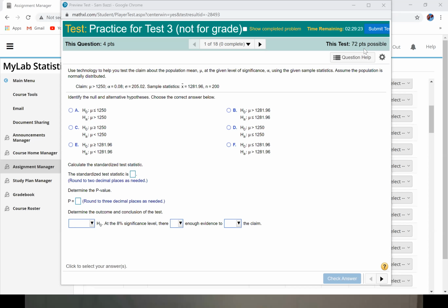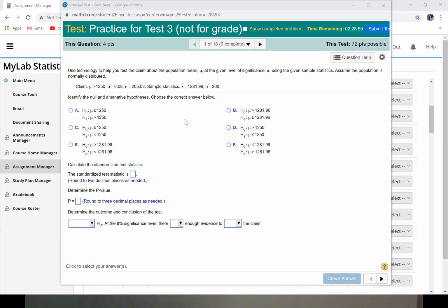Okay. Use technology to help you test a claim about the population mean at the given level of significance alpha using the given sample statistics. Assume that the population is normally distributed. Okay, claim mu is greater than 1250, alpha is 0.08, sigma is 205.02, x bar is 1281.96, and n is 200.